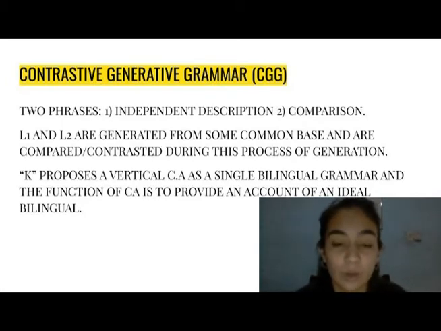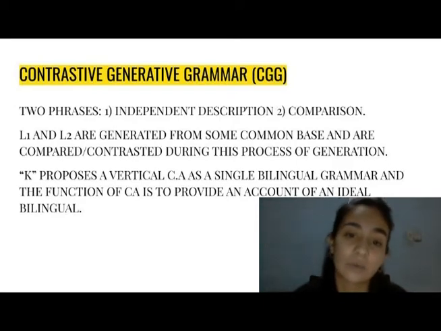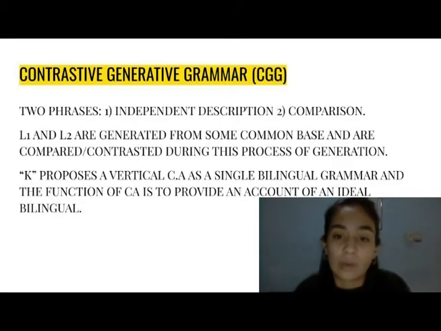Okay, we can say that contrastive generative grammar is a procedure whereby language 1 and language 2 are generated from some common base, and are compared and contrasted during this process of generation.